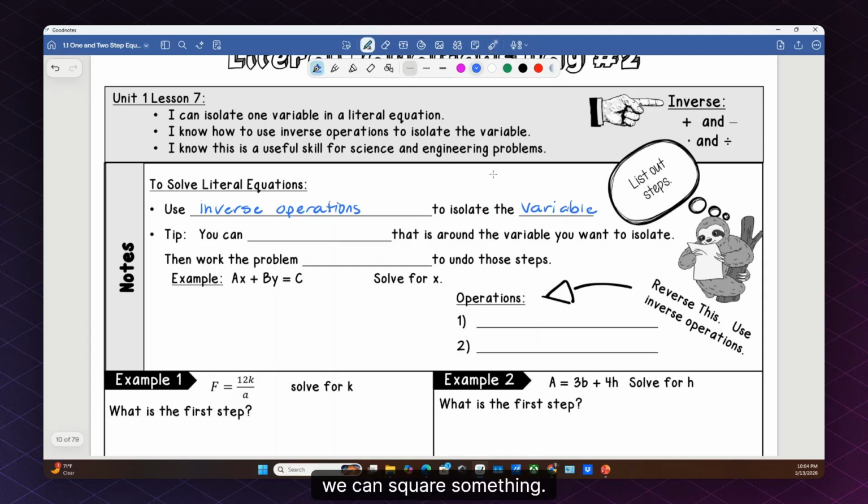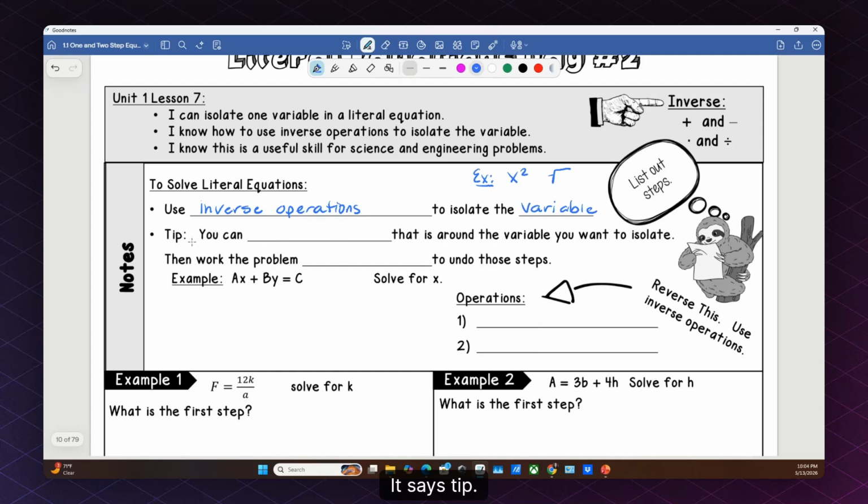We can square something. Whoops, I don't know why I wrote that square there. Let's erase that part. Okay. So another example, we can square something, and then the inverse would be to take the square root. So we need to realize that those are one of the pairs that go together. So let's look at the next thing.